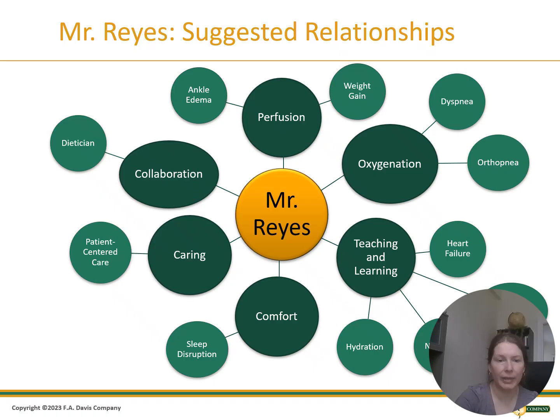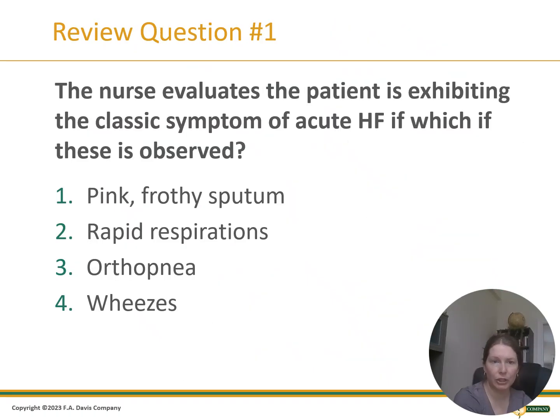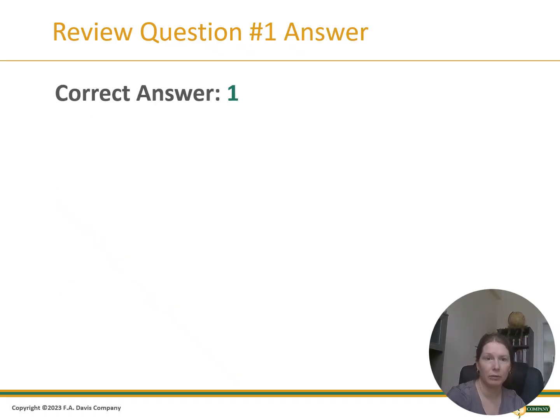Alrighty, so lastly, we have some review questions that we can go through. So the nurse evaluates a patient that's exhibiting the classic symptom of acute heart failure. So acute heart failure, also known as pulmonary edema. So we know that the pink frothy sputum, okay, is that classic symptom of acute heart failure.